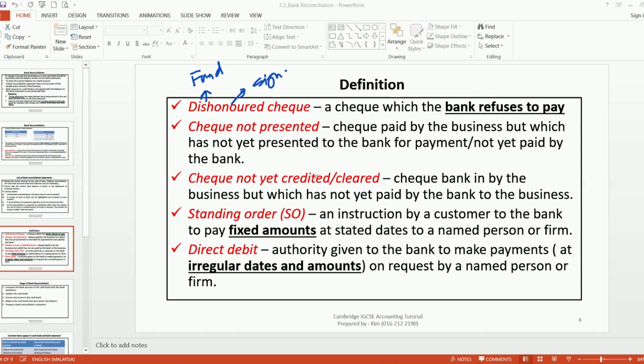Check not yet credited means that the check that I received from somebody paying me the money, but I had no time to go to the bank. Or maybe because of timing difference, it causes the check to not yet clear into my bank.